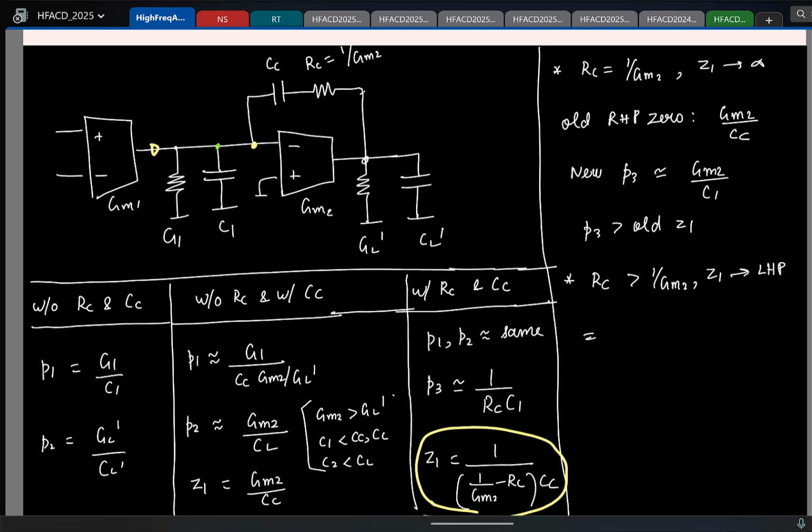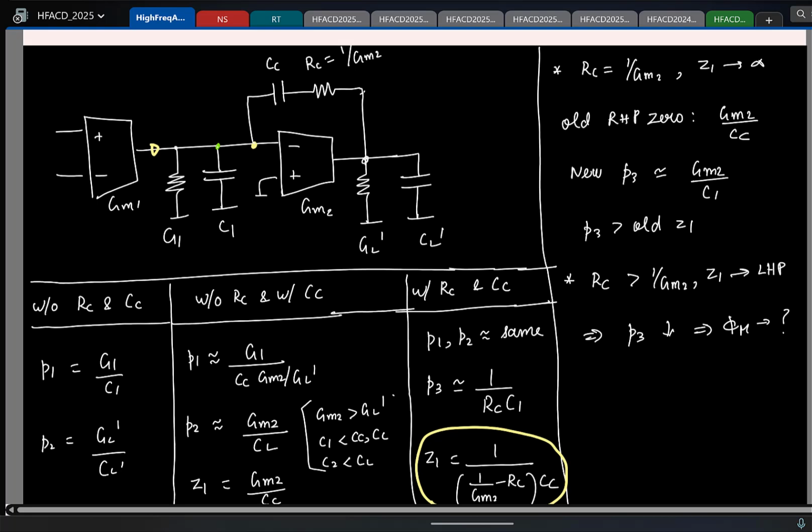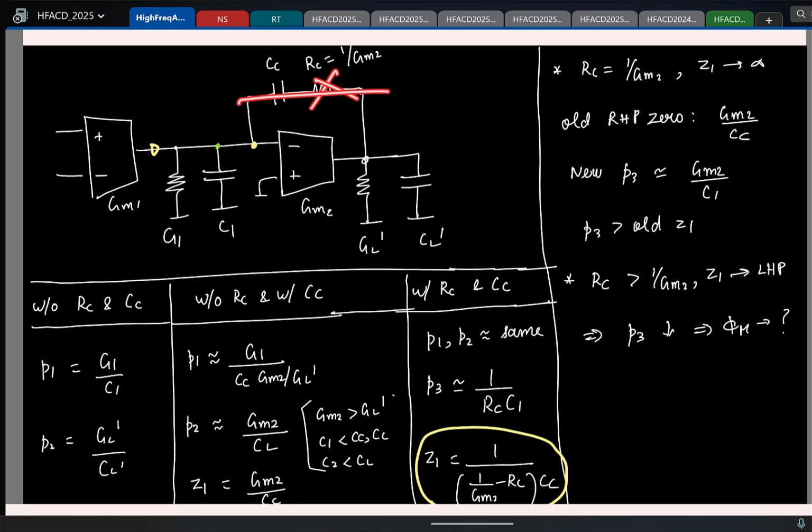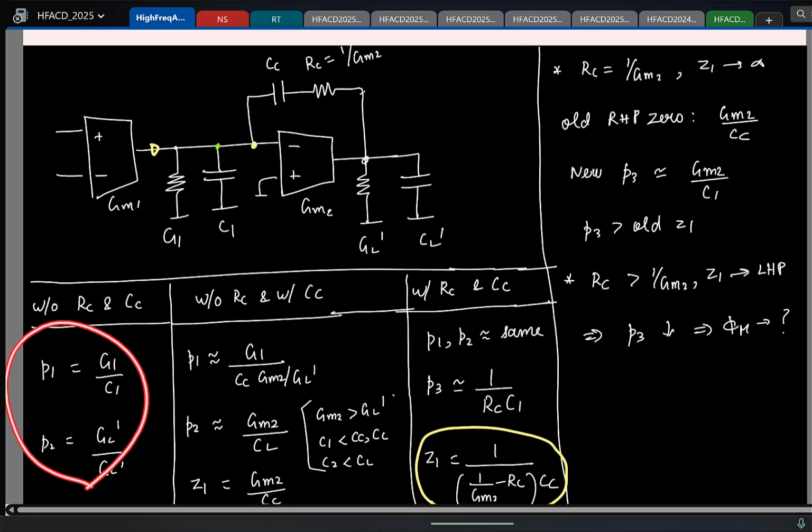Okay. So I'll mark it here. Which means P3 reduces. I'll say phase margin, it's a question mark. And the limiting case is where you have RC to be infinity, right? If RC is infinity, this branch is not there at all. So you're back to square one like this. Okay. This is okay? So this is one common way in which you tackle this RHP 0 by adding a series resistor.